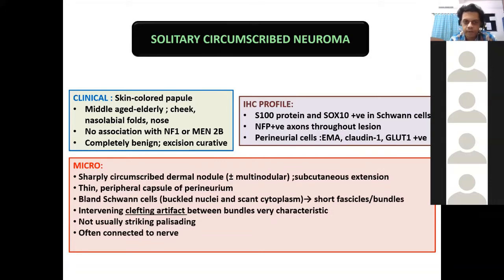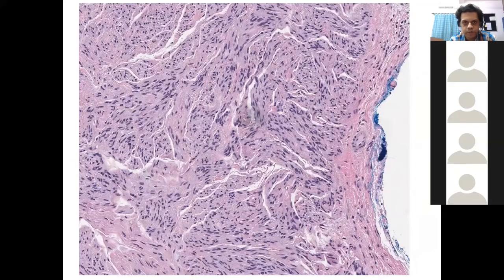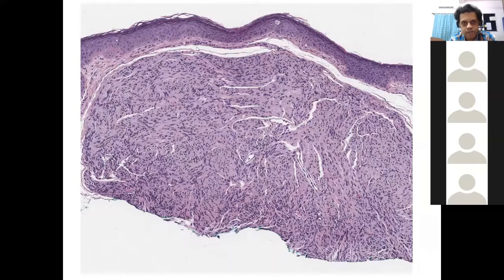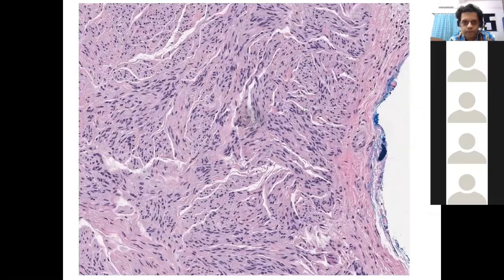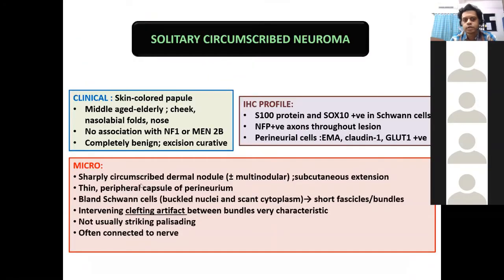There'll be a very thin peripheral capsule of perineurium. In this particular case, if you go back, you see there's a thin capsule which was separated out from that main tumor actually. So there's a perineural sheath. Other than that, you have got the bland Schwannian cells with buckled wavy nuclei in short fascicles and bundles, and this clefting artifact is characteristic of this particular entity.